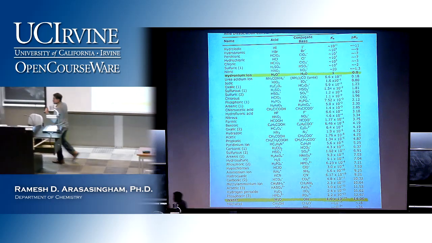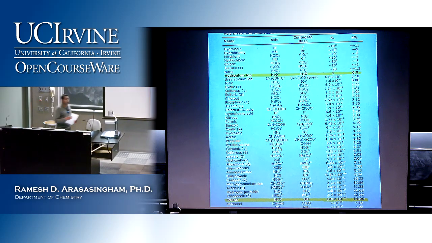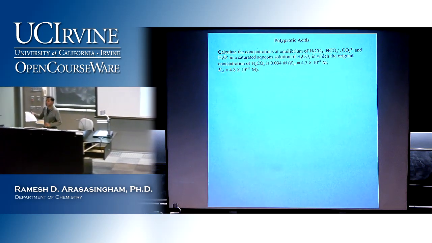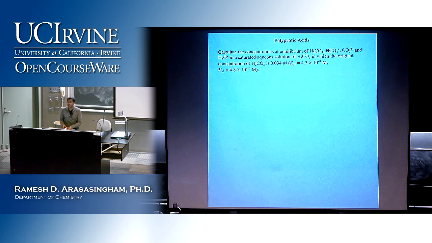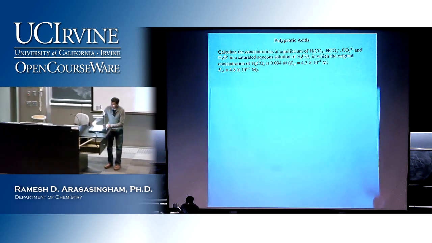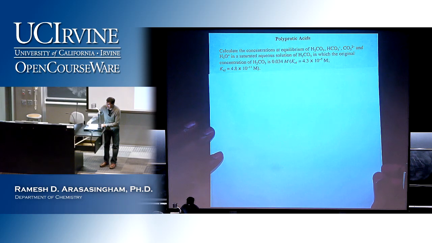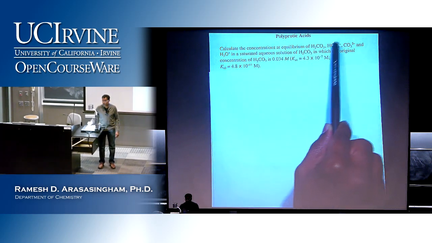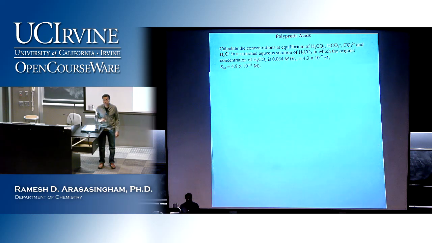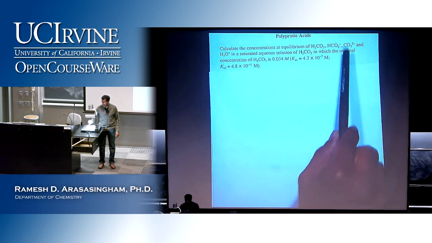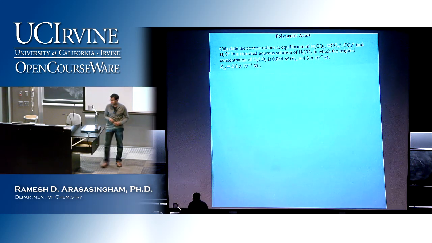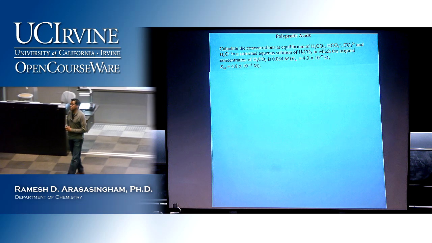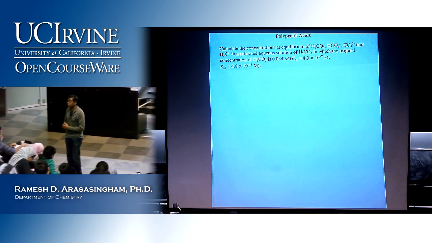All right? So now we can take a problem, and so now things get a little bit more complicated. We can take a problem where now we can look at the concentrations of all the species in solution. So now we can calculate what are the concentrations of all the species in solution. So the question is, calculate the concentration at equilibrium of H2CO3, HCO3 minus, CO3 2 minus, and H3O plus in a saturated aqueous solution of carbonic acid in which the original concentration is 0.034 molar. So if you're solving a problem that involves a polyprotic acid, the same rules apply, the same approach applies, but you're going to do it stepwise.